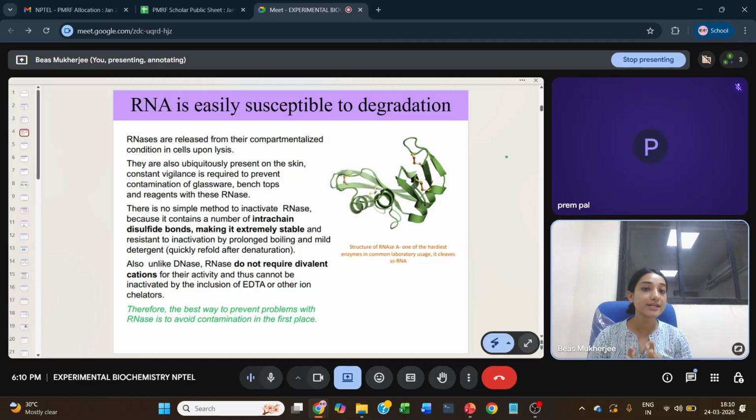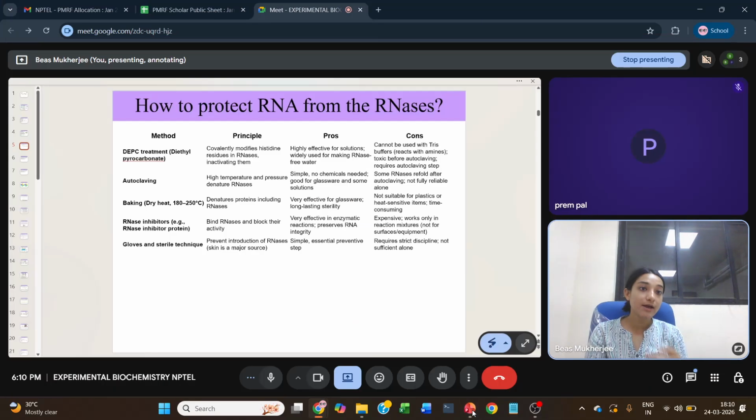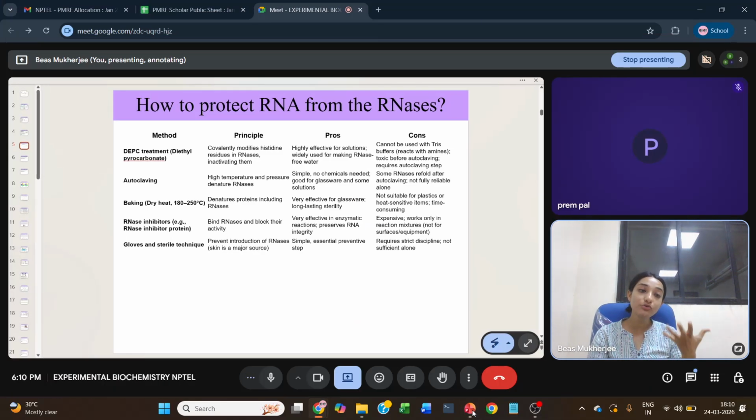The structure of RNase A is one of the hardiest enzymes in common laboratory usage, and it cleaves single-stranded RNA. Unlike DNases, RNases do not require any divalent cation for their activity. So they are always active, and thus cannot be inactivated by using EDTA or any other ion chelators. Therefore, the best way to prevent problems with RNases is to avoid contamination in the first place. Now, RNases are so robust, so how do you protect the RNA from these RNases?